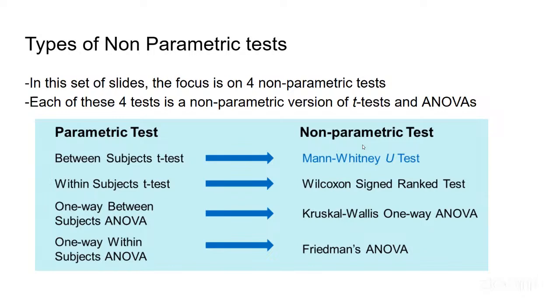So when it is written within subject t-test, that means the paired associated t-test. And when it is the within subject ANOVA, that means repeated ANOVA. Okay, next.